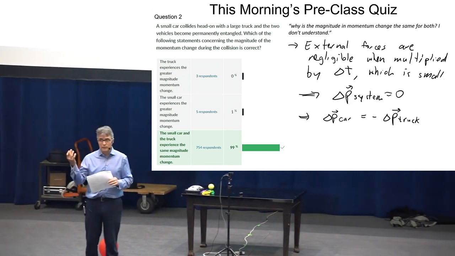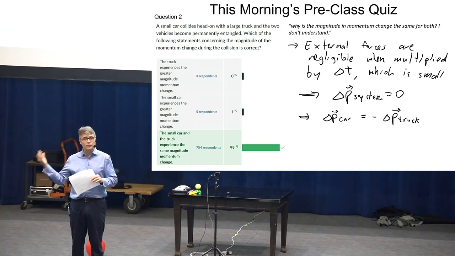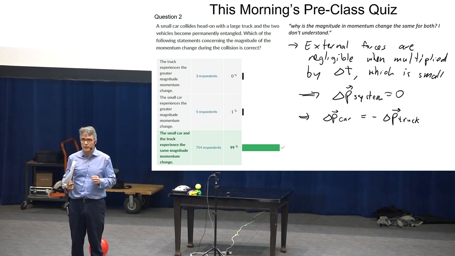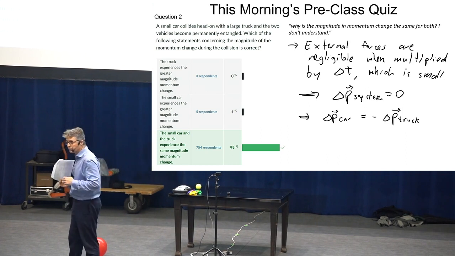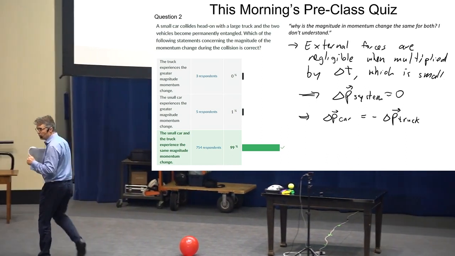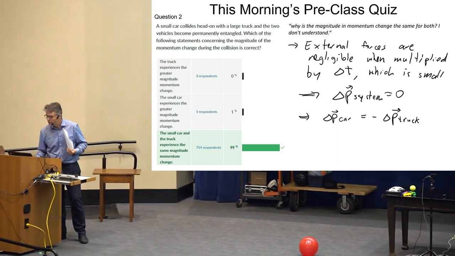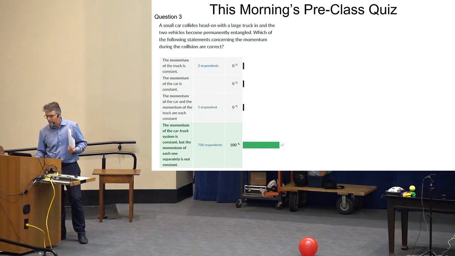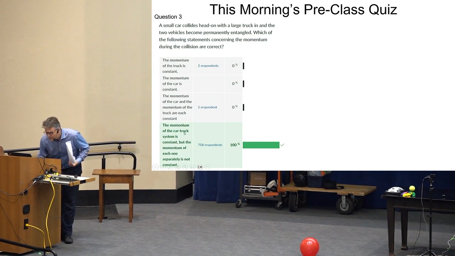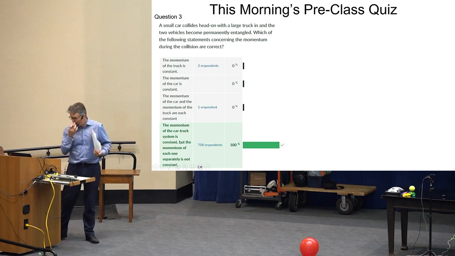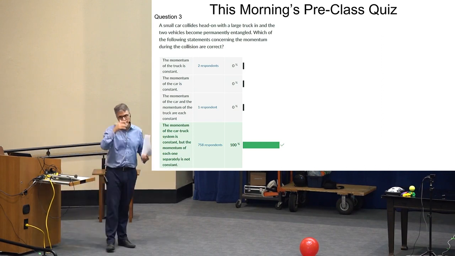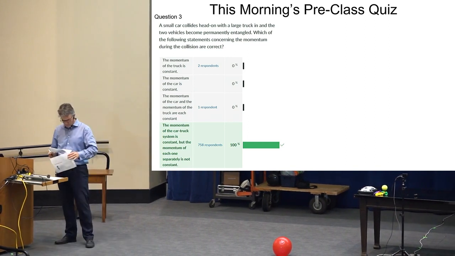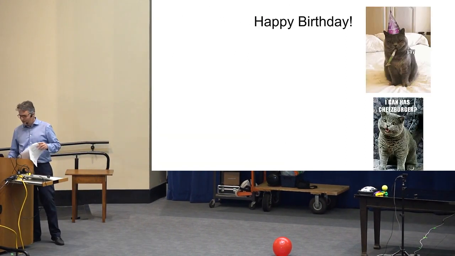Now what will happen in reality if the masses are different is that the velocity of the car will change a lot, and the velocity of the truck won't change as much, because velocity is the momentum divided by the mass. Okay, good. It was a good question there. The idea is that the momentum of the car-truck system is constant, so delta p of the system is 0, but each object in that collision has a big change in momentum. And that was 100%, so I think we're good there.